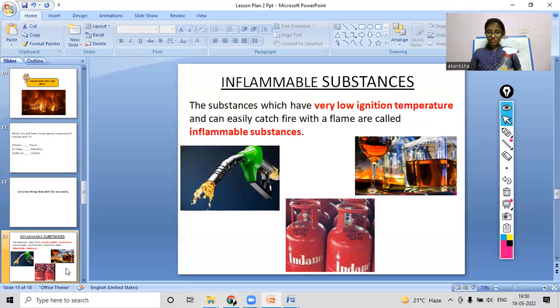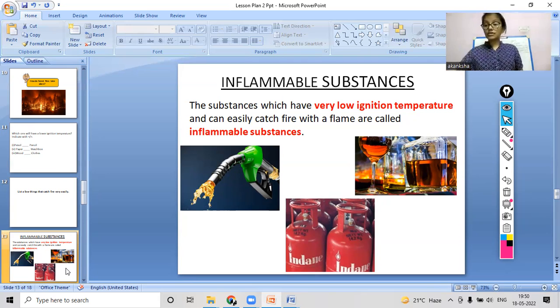Yes, so now I want you all to repeat the name after me. So what are the substances that catch fire very easily? They are the inflammable substances. So what are inflammable substances? Inflammable substances are the substances which have very low ignition temperature and can easily catch fire with a flame. This also will catch fire very easily with the help of a flame, right? And it is called an inflammable substance.